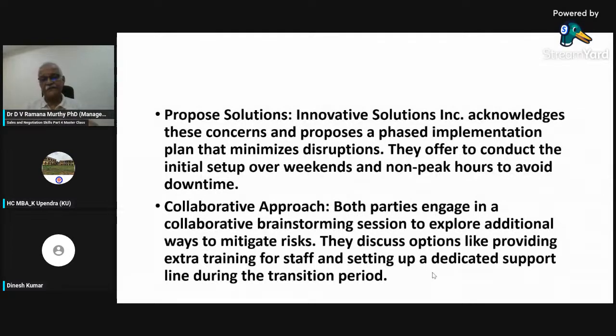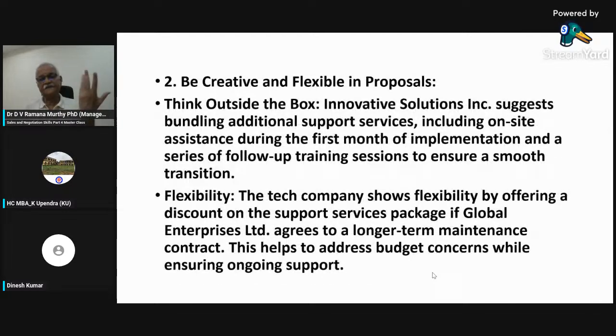So again, you can also suggest extra training for the staff of that client company, and you also suggest how good you are in providing dedicated support during the transition period of the implementation of your software. All these things in a collaborative approach. And the second aspect we have already said: be creative and flexible in proposals. Innovative Solutions Incorporated is a sales company selling the software to that global enterprise.